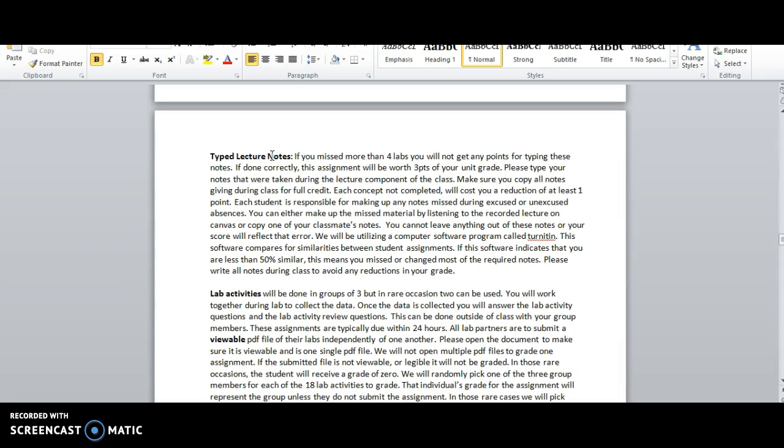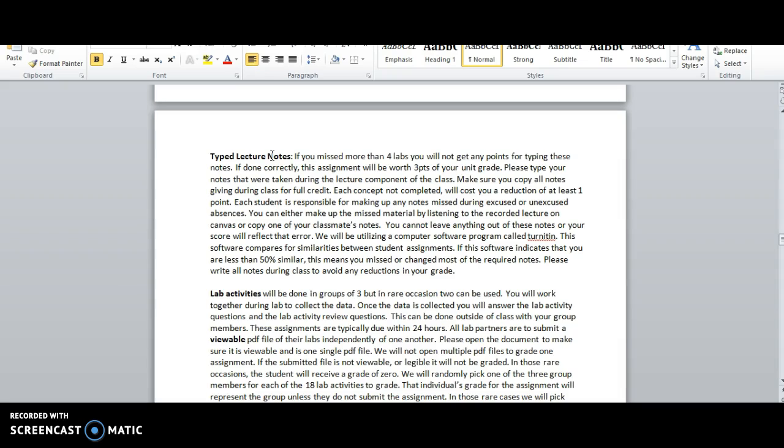Let's talk about those lecture notes. The lecture notes you will take in class, you just write it on a piece of paper or a spiral notebook. Then you will have to type up those lecture notes. Once you type up those lecture notes on Canvas, you will submit it during the window for Turnitin.